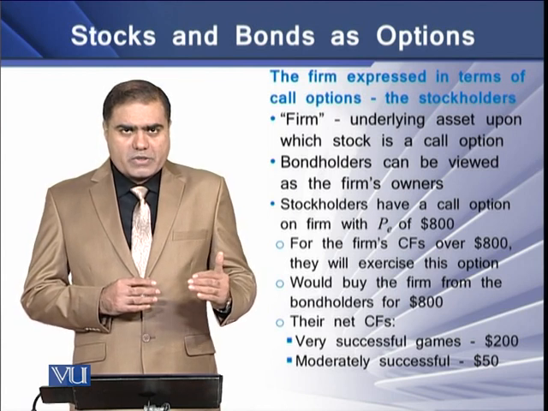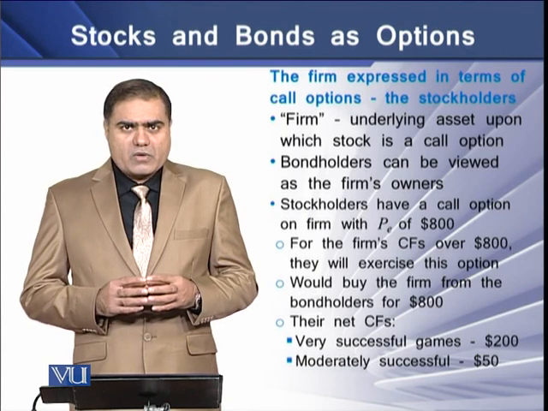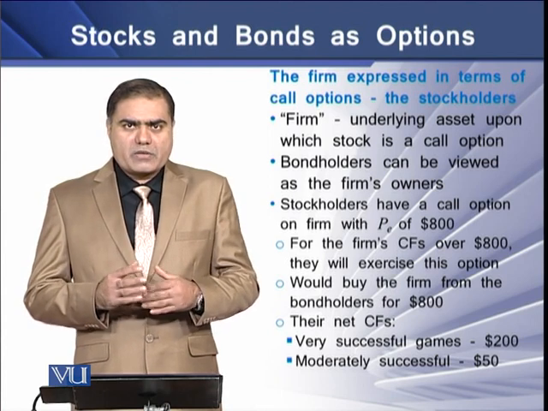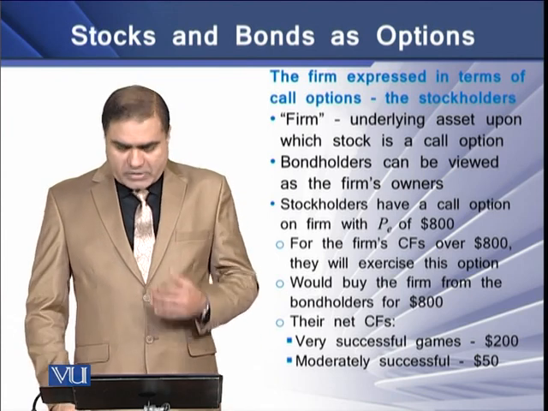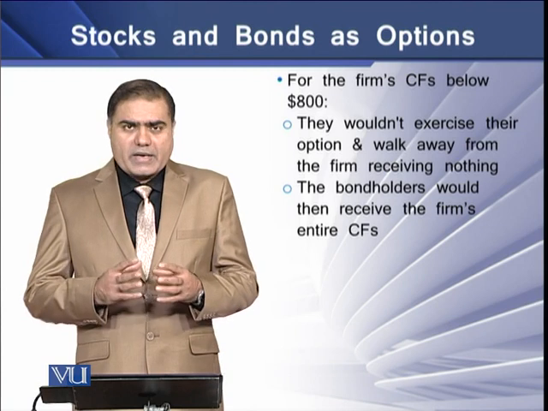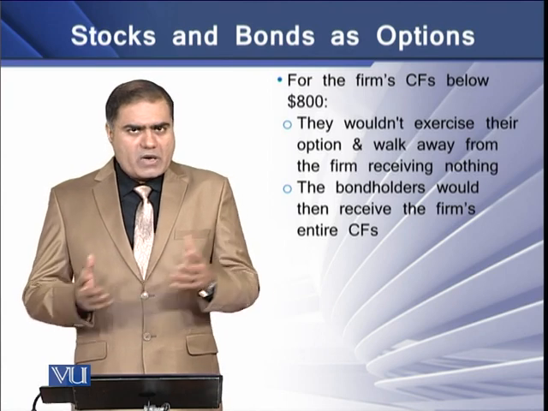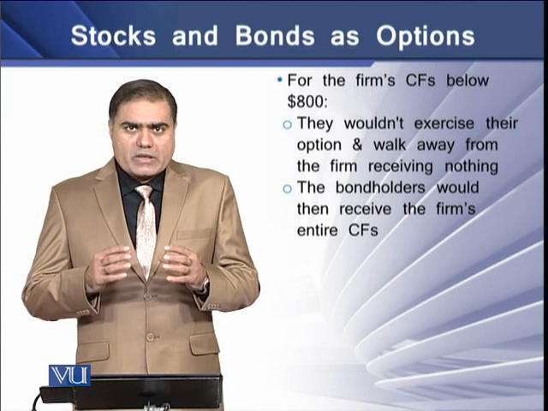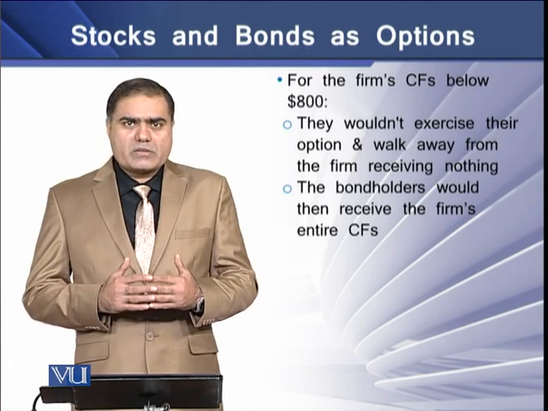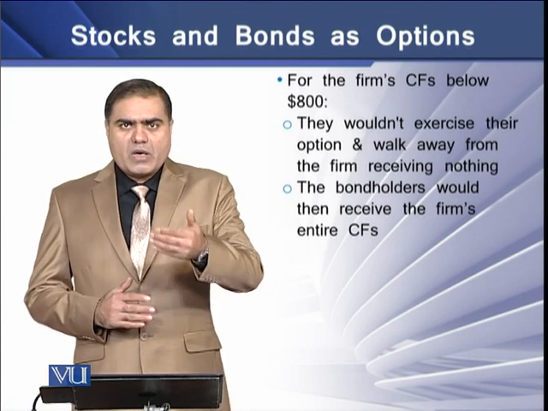In the very successful game, the net cash flow of $200 goes to the stockholders, and in case of moderate success, the net cash flow of $50 goes to the stockholders. So stockholders have a surplus amount of cash in both cases after full repayment to the bondholders. If the cash flows are less than $800, the stockholders will not buy this firm, as they will not exercise their options and will walk away from the call. The bondholders would then get the firm's entire cash flow.